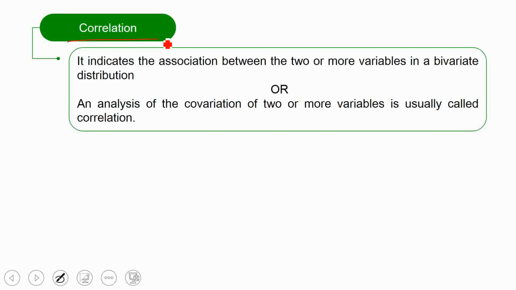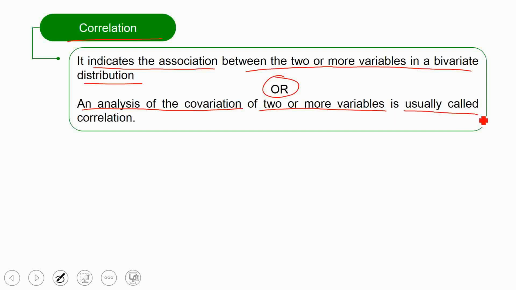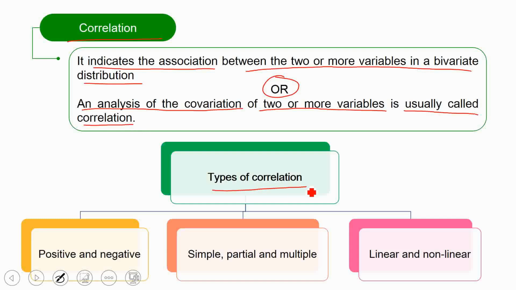Now let's see what we mean by correlation. Correlation indicates the association between two or more variables in a bivariate distribution, or an analysis of covariation of two or more variables is usually called correlation. Correlation can be of different types, like positive and negative correlation, or simple, partial and multiple correlation, or linear and non-linear correlation. Let's discuss them in detail.